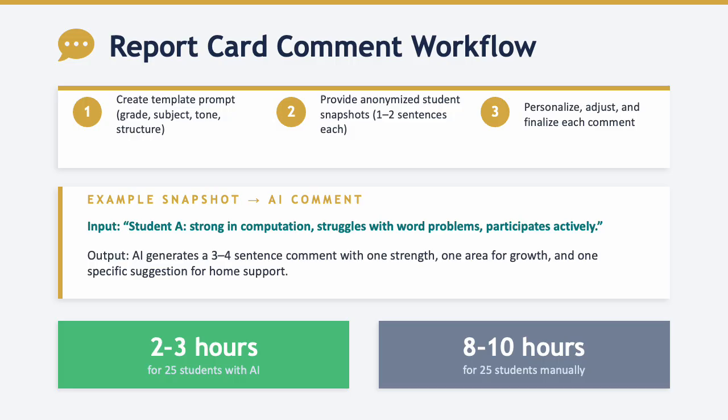After this, you can provide the anonymized student snapshots. Quote, "Student A, strong in computation, struggles with word problems, participates actively in class." The AI tool should generate draft comments for each student. You personalize, adjust, and finalize as needed. For a class of 25 students, this should usually take 2 to 3 hours instead of 8 to 10, so it considerably cuts down the time you spend on these housekeeping chores.